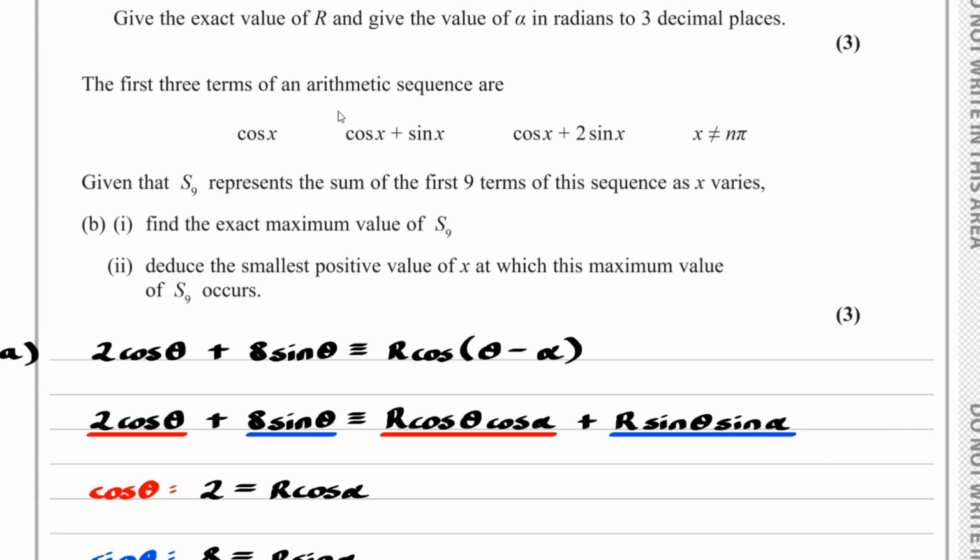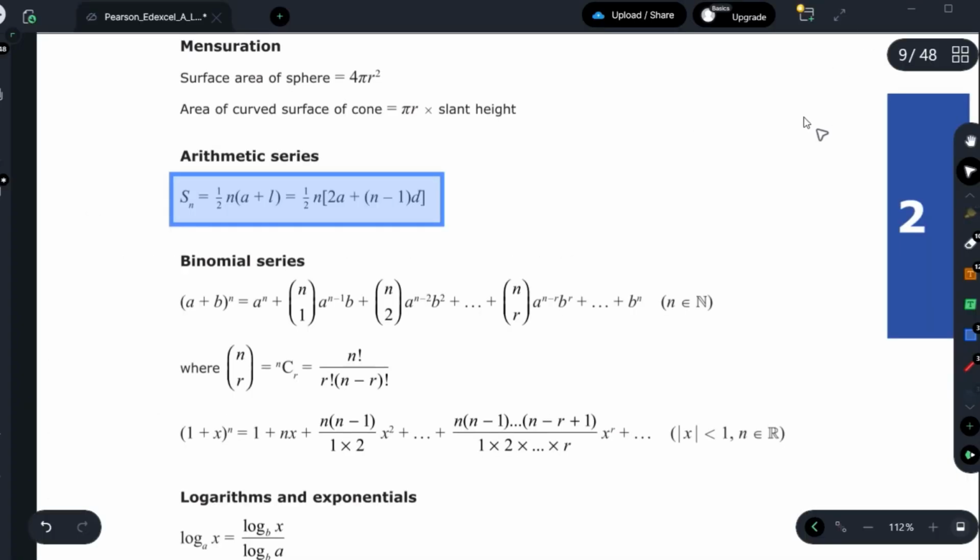The first 3 terms of an arithmetic sequence are cos x plus sin x, cos x plus 2 sin x, where x doesn't equal n pi. Given that S9 represents the sum of the first 9 terms of this sequence as x varies, for the first part of part B we have to find the exact maximum value of S9. Now we have an arithmetic series. The sum of the first n terms is given by a half n multiplied by 2a plus n minus 1 d, where a is the first term and d is the common difference.